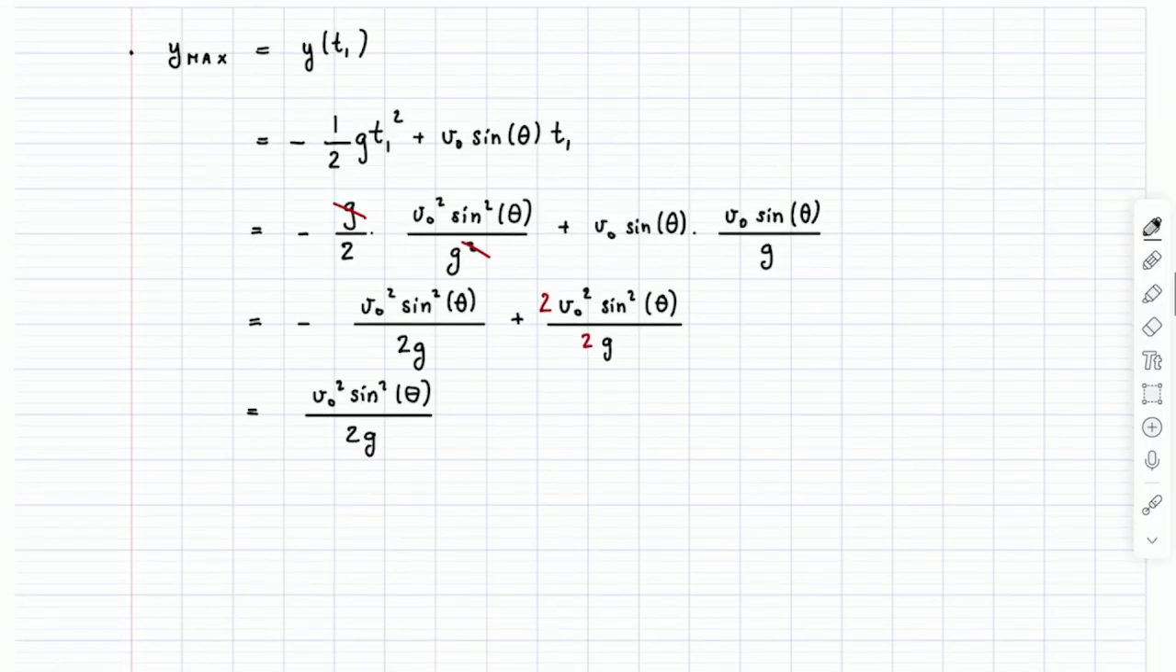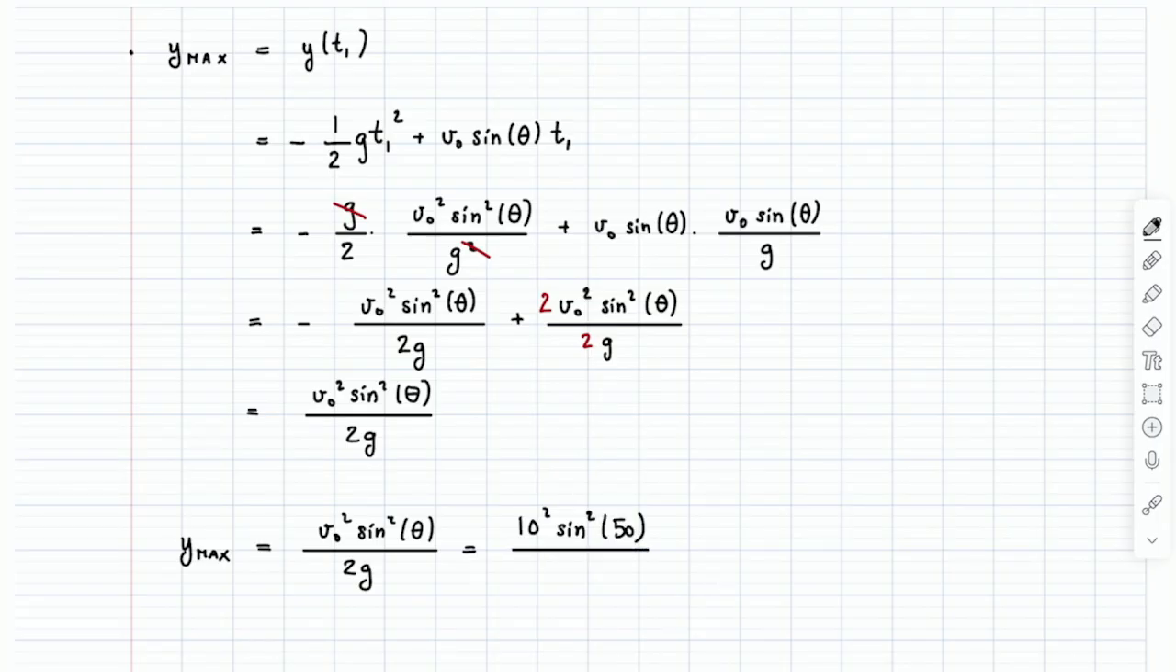Okay, and so we can conclude, let's put it down here, and you should always box your answers. This is v naught squared sine squared theta over 2g, which is equal to, now v naught is 10, so 10 squared sine squared of 50 divided by 2 times 9.8.